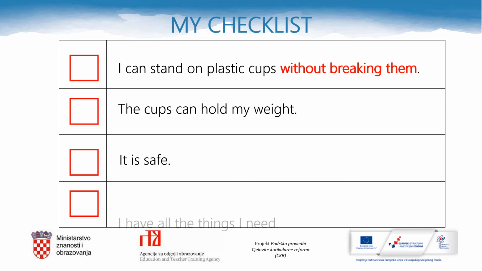And my last criteria is I have all the things I need. You can build or create something if you have all the things and all the materials you need. If you miss one thing, if you don't have it, you cannot create your invention. You cannot solve this problem.